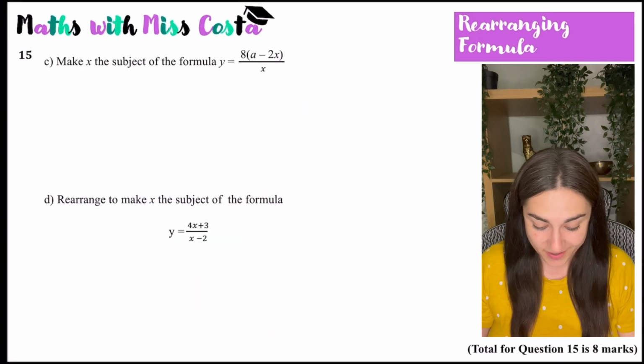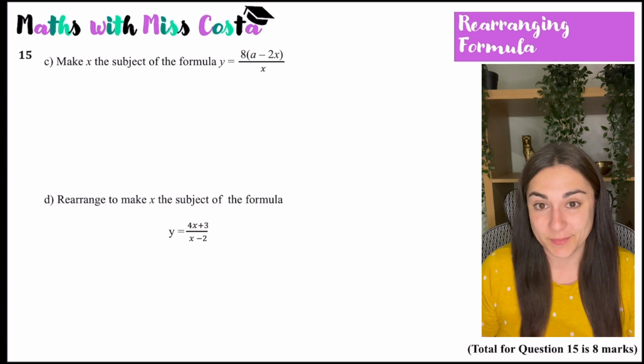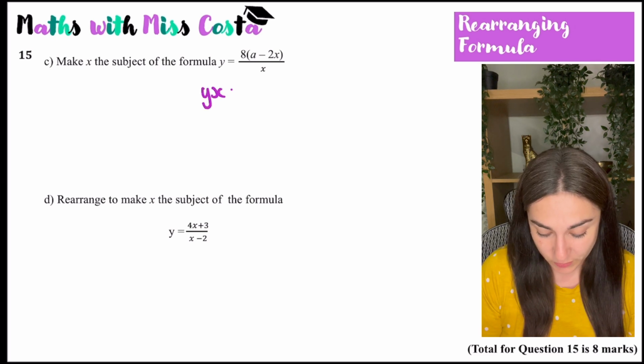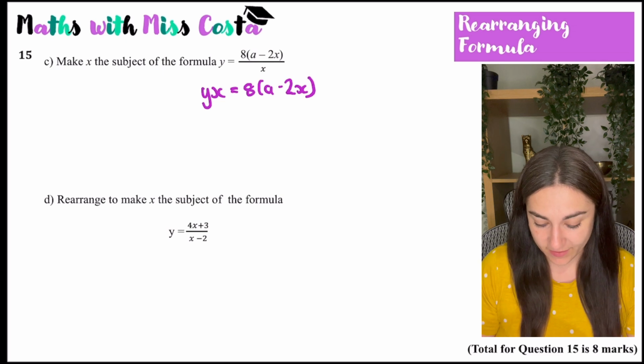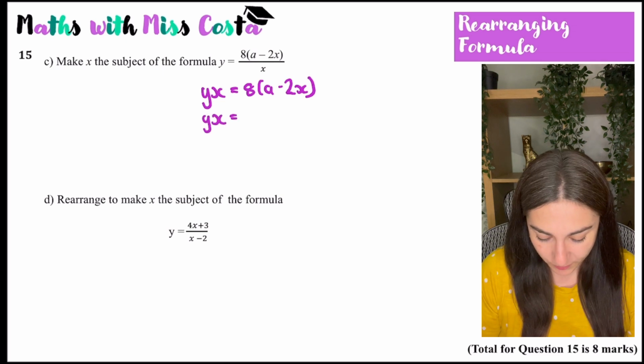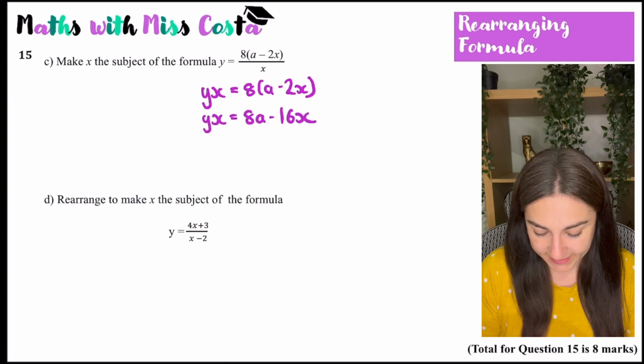Okay, so another rearranging. So I've got x as my denominator. So the first thing I want to do is multiply both sides by x to get rid of that as a denominator. The next thing I can do is expand my brackets. So yx equals 8a minus 16x.